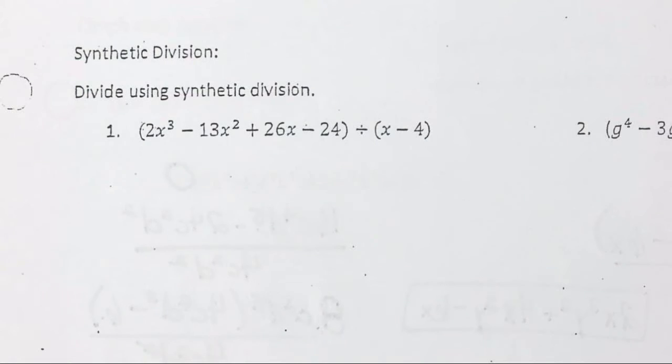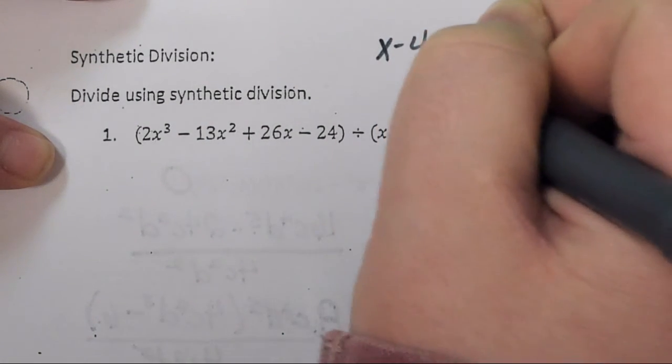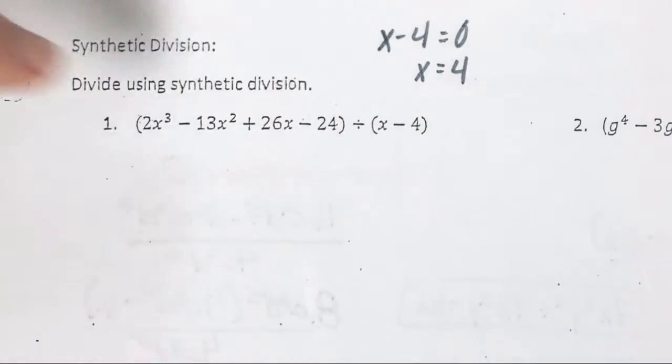Okay, so synthetic division kind of looks a little funky. It's as if you were to think through, what if we set x minus 4 equal to 0? We would then say x equals 4. That's the number we're going to use.